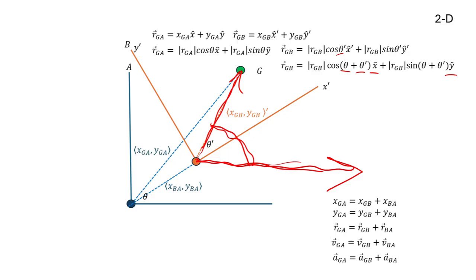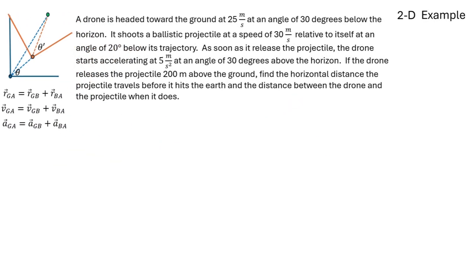Okay, let's put all of this to work and let's do a problem. This problem looks really hard, but it's kind of like graduation for this video. If you've understood this video, you'll see the steps we take, and you're going to see how short work we make of this thing. All right, I've got a drone, and it's headed toward the ground at 25 meters per second at some angle below the horizon. Presumably that means on Earth. It shoots a ballistic projectile, so that means only under the influence of gravity, and it gives some speed to that.